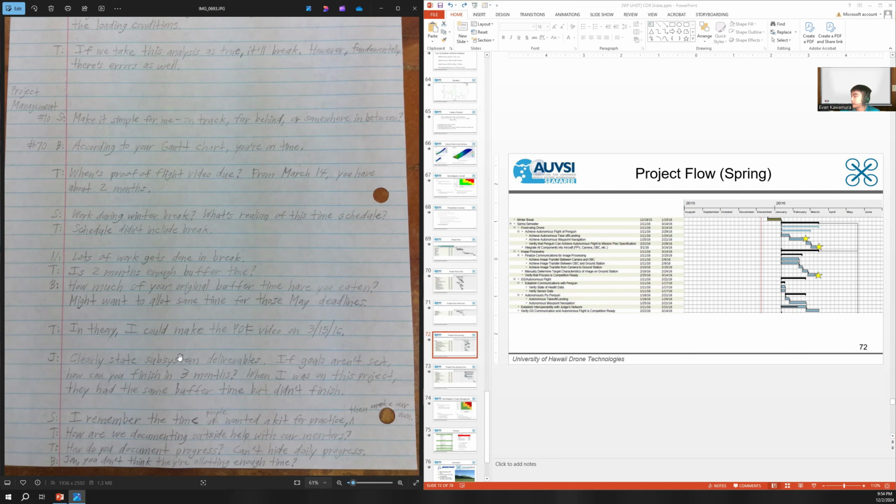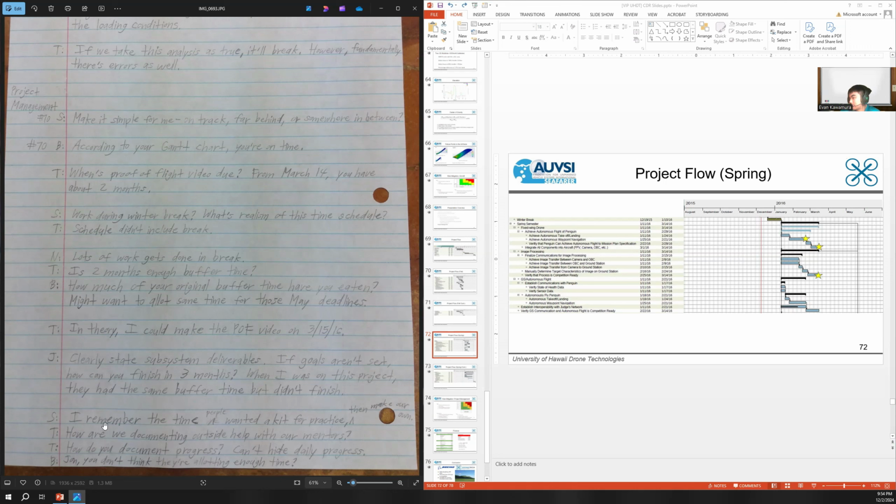Then we had some other general comments. You should clearly state your subsystem deliverables. If goals aren't set, how can you finish in 3 months? When Jonathan, I think, was a grad student on this project, they had some buffer time, but we didn't finish. So it's important to have written down what to expect and when it should be done, so you can see how much buffer time you've consumed or not.